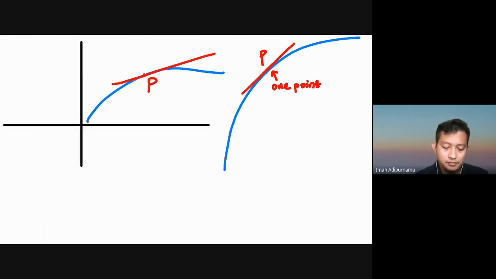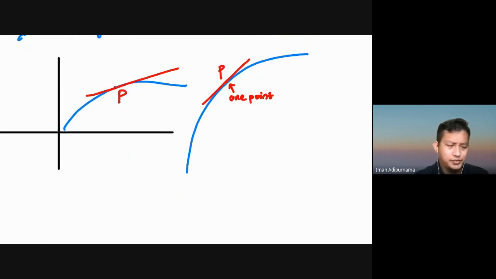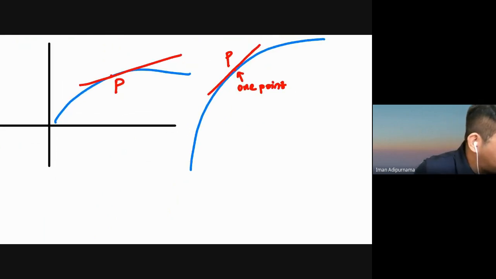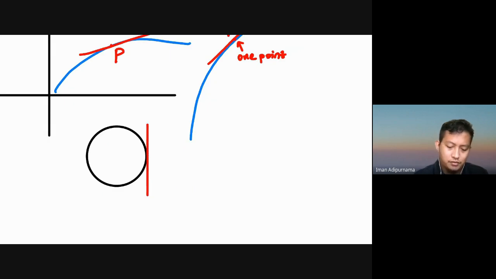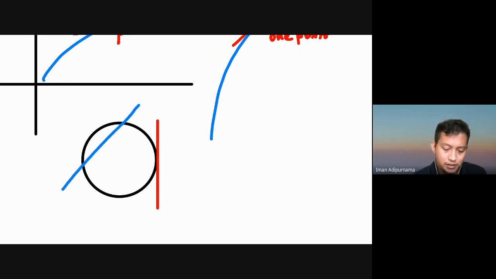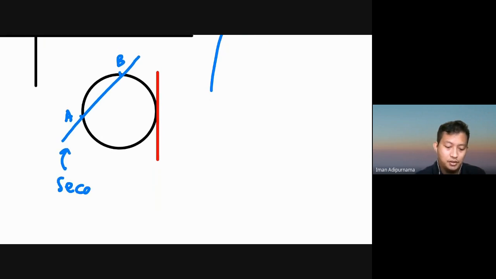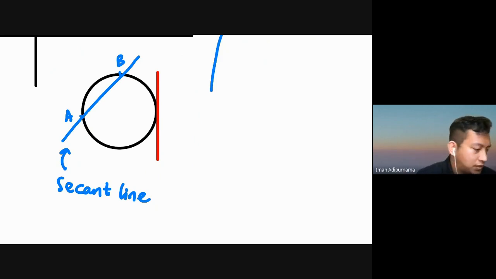It's from the Latin, I think. Like for example, you have the circle, and you find the tangent here, right? If you have another line like this one, cutting this circle, like maybe this is A, this is B, this line is called a secant line. Okay, if you heard this before, this is what it means. It's to cut the line. The secant line.